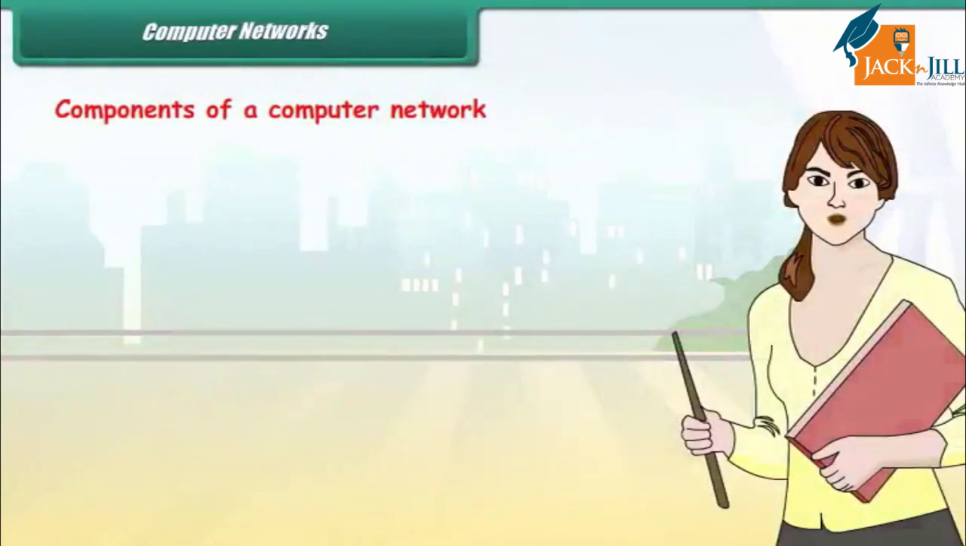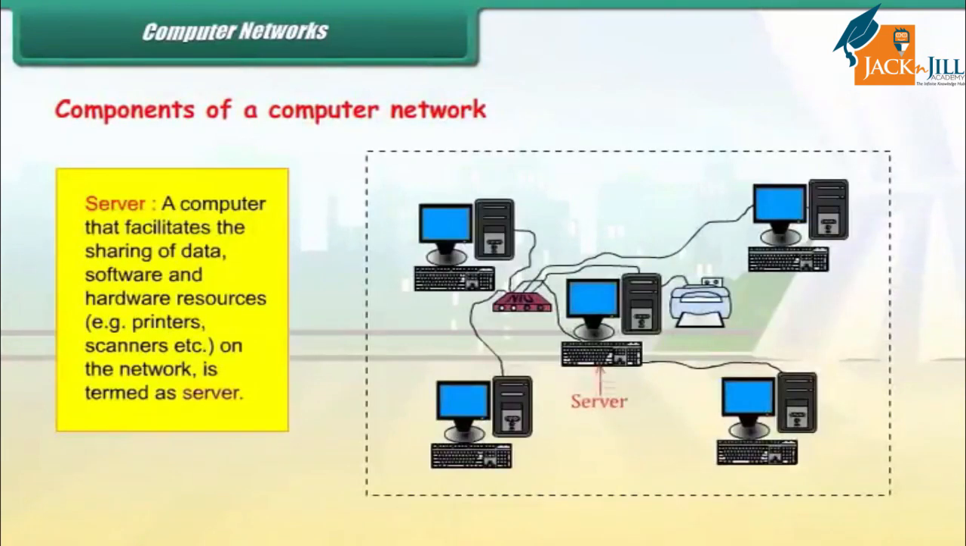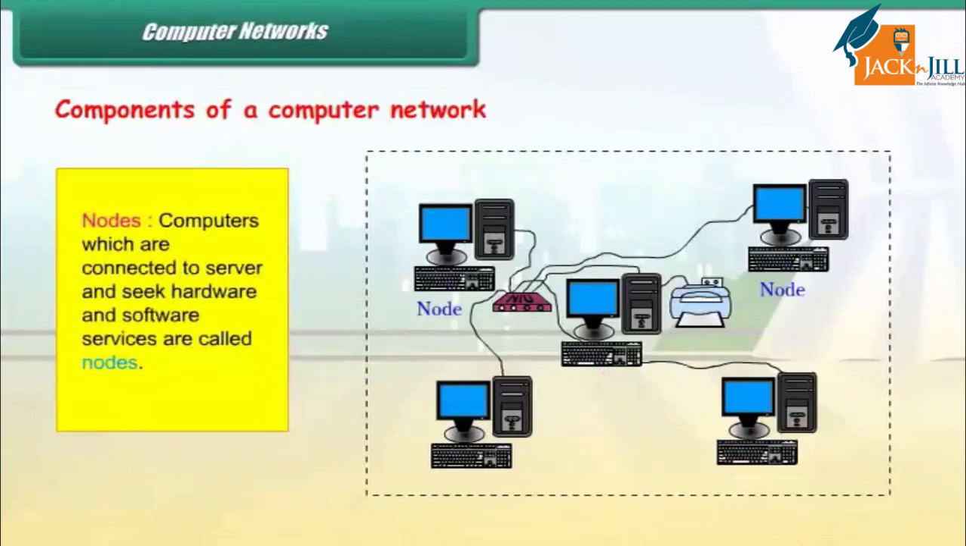Components of a computer network. Server: a computer that facilitates the sharing of data, software and hardware resources, for example printers, scanners, etc., on the network is termed a server. Nodes: computers which are connected to the server and seek hardware and software services are called nodes.